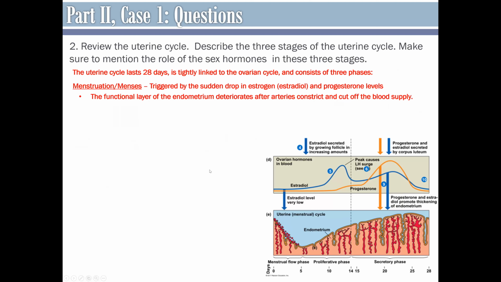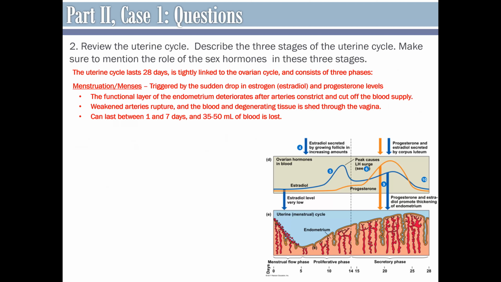So during this phase, the functional layer of the endometrium deteriorates after arteries constrict and cut off blood supply to this layer. Weakened arteries are then going to rupture, and the blood and degenerating tissue is shed through the vagina. This can last between 1 and 7 days, and usually between 35 and 50 milliliters of blood is lost.